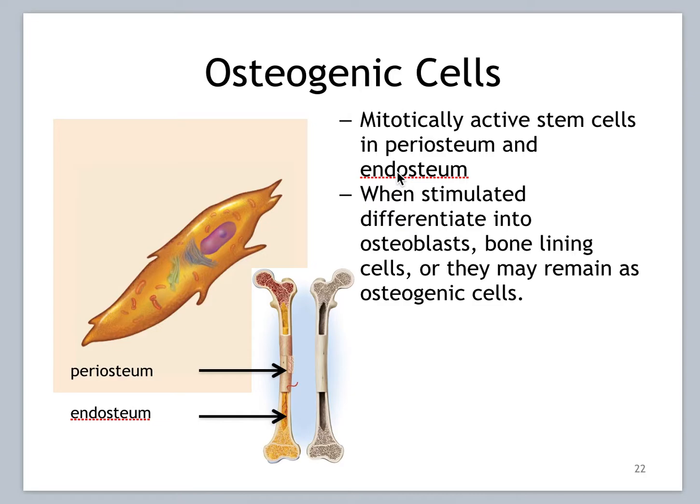These are stem cells that are located in the periosteum and the endosteum region. They're mitotically active. That means they undergo mitosis to reproduce themselves. These stem cells are undifferentiated, but then they can differentiate into bone cells. So when these cells divide, they differentiate into osteoblasts. They differentiate into bone lining cells, or they can remain as osteogenic cells.